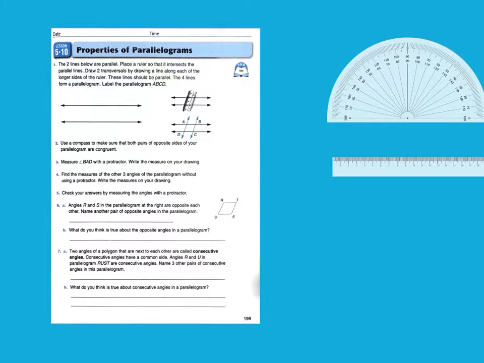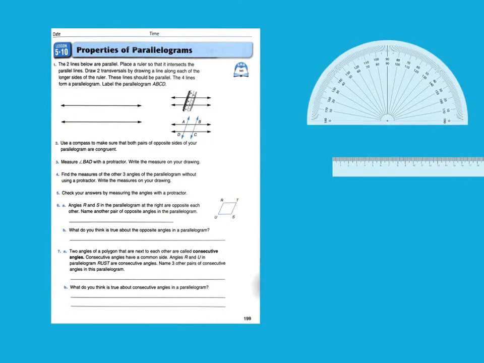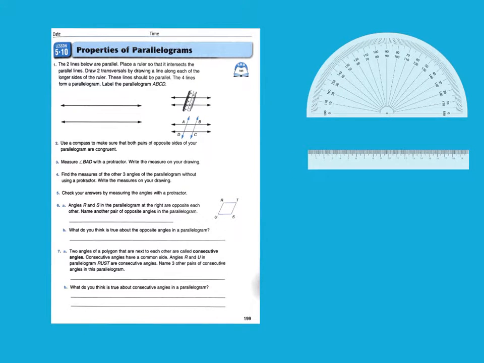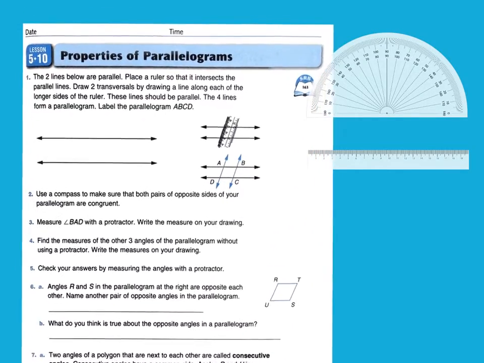We are going to start on Math Journal page 199, and as you can see, I have a protractor out and a ruler out. You will need both of those on this page, so if you don't have those, go ahead and pause so you can have that out.